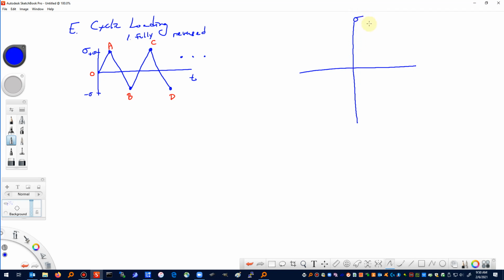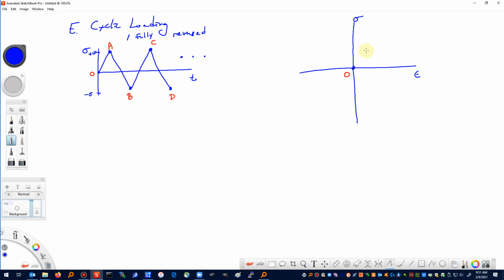Alright, so here are my stress and strain axes. In undergraduate class, you typically focus on just this first quadrant right here, but we're going to look at the entire plot. So we start here at our origin point, and if we haven't tested our material before, we have zero stress and strain.